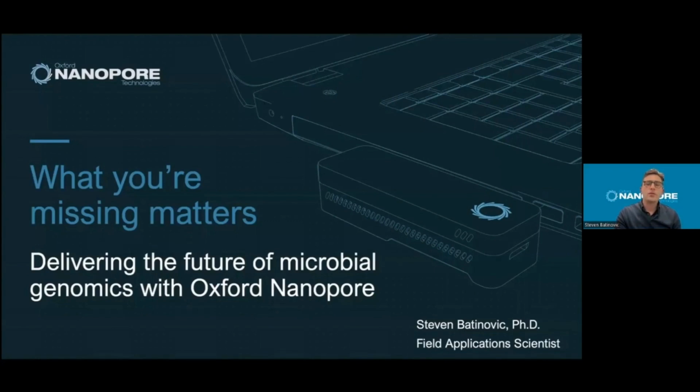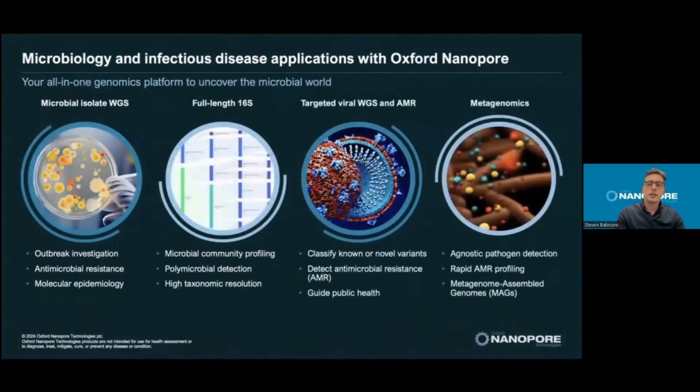So Nanopore offers an all-in-one platform to approach microbial analysis. Today I'll focus on microbial isolate whole genome sequencing and de novo assembly, as well as full-length 16S sequencing, which can be used for high-resolution microbial community profiling. Of course, additional applications include targeted viral whole genome sequencing, such as that used for influenza and COVID sequencing, and then pathogen-agnostic metagenomics for pathogen detection or generation of MAGs.